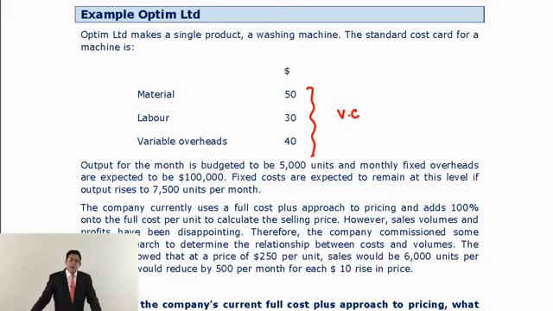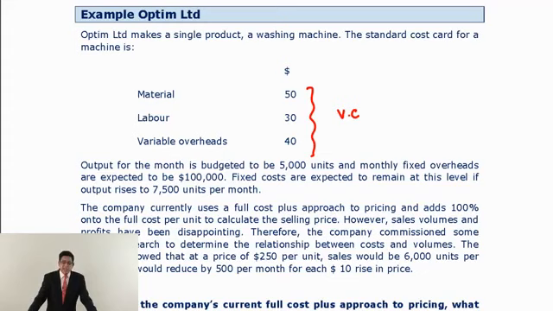Okay. Output for the month is budgeted to be 5,000 units and monthly fixed overheads are expected to be $100,000. Fixed costs are expected to remain at this level of output, if output rises to 7,500 units per month. So meaning to say, even if we produce 5,500 units, 6,000 units, 6,500, 7,000, our fixed costs will remain the same. That's the definition of the fixed costs.